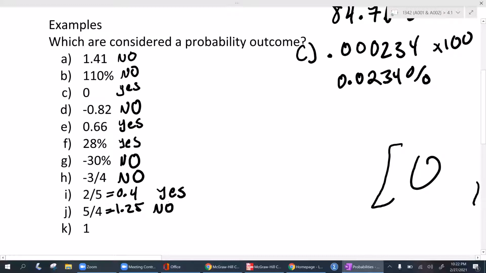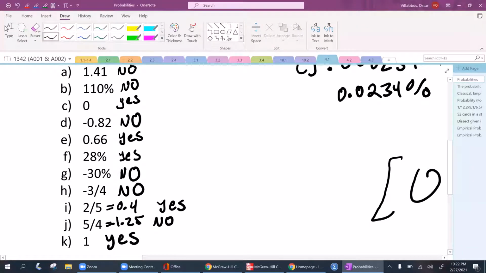What about 1? Can I use 1? Yes, I can. So let's go ahead and move on to the next section.